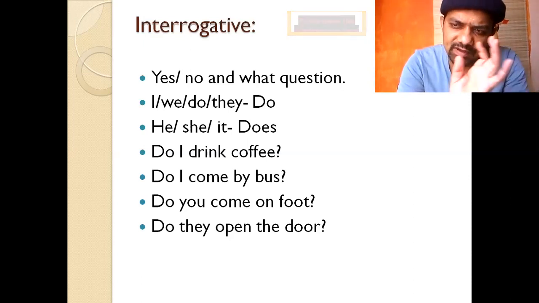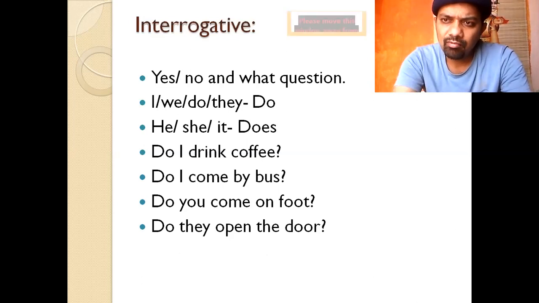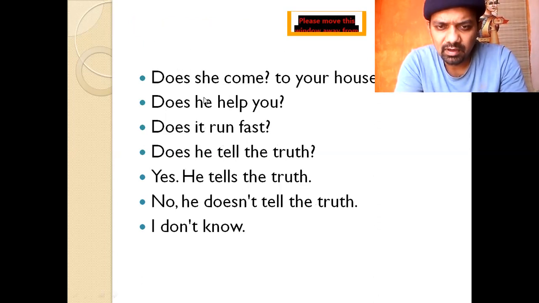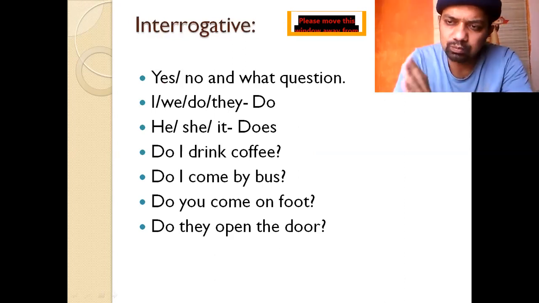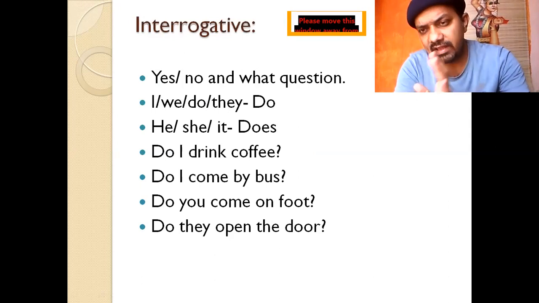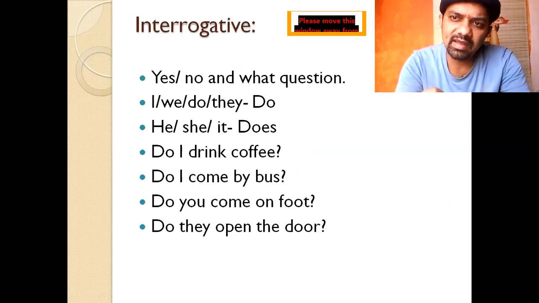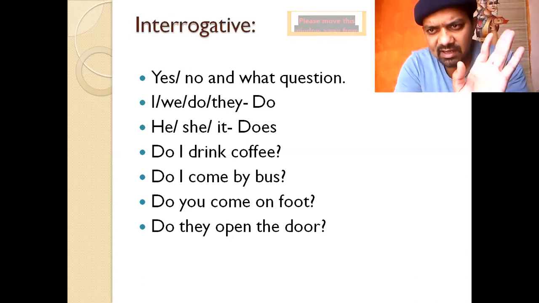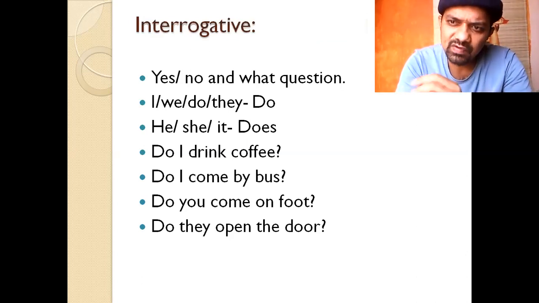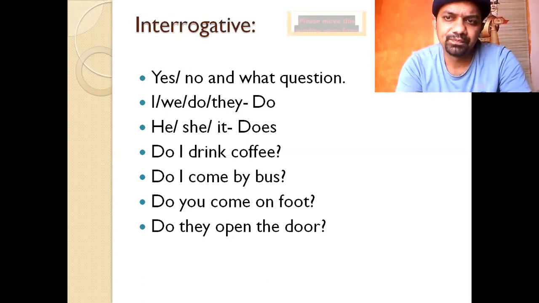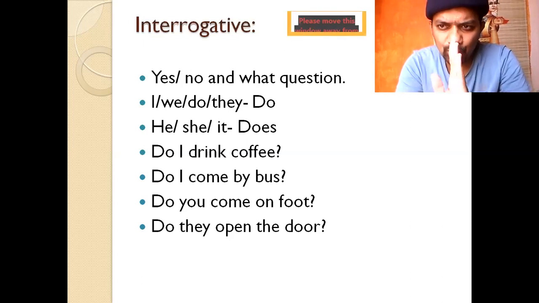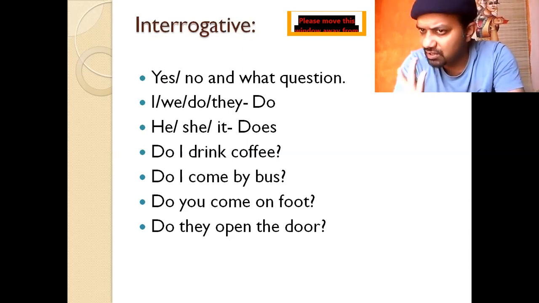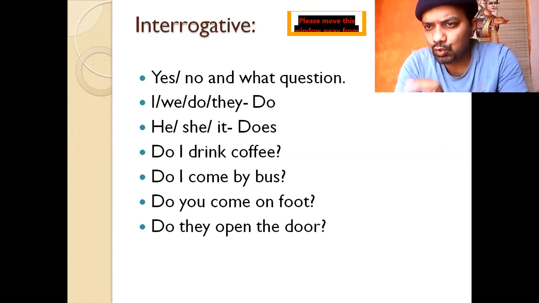Let us take the first one first. With I, we, you, they, we use do. With he, she, it, we use does, when we make an interrogative sentence demanding yes or no answers. Such an interrogative sentence can be made by using any verb, modal verb, or any to be form of the verb. But we focus now only on do and does. With he, she, it, we use does. With I, we, you, they, we use do.